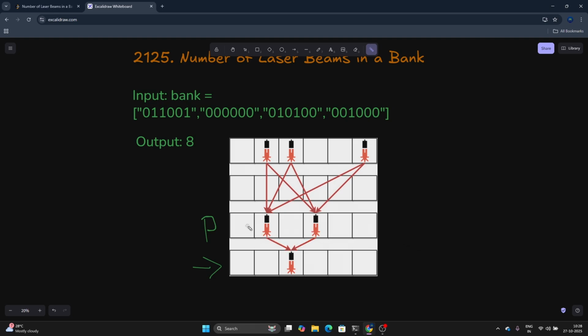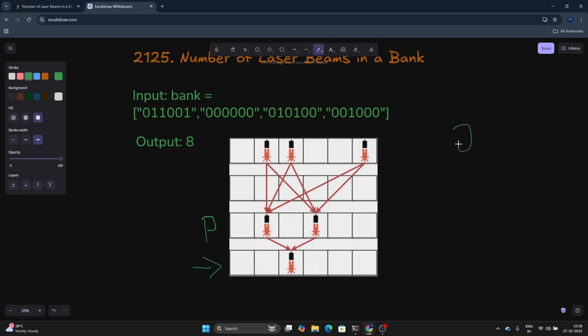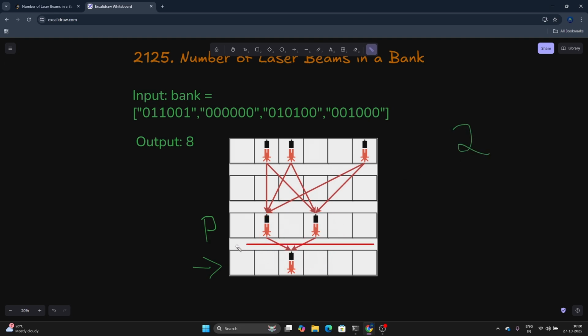Basically, the count of security devices in the previous row and the count of security devices in the current row: 2 multiplied by 1, we have two laser beams. This is 1, this is 2, right? So let me count it. We have 2. Once we have processed this particular row, we can move to the previous one.